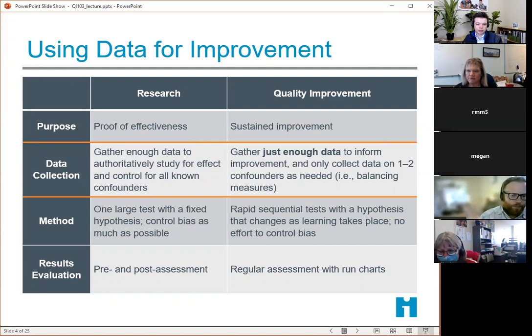And so when it comes to getting evidence for a particular change in healthcare, it typically follows the same model of research, where you try and control all the biases and all the confounders in order to see whether the thing you're changing actually is making a difference or not. So one big barrier to get over is that difference between research and quality improvement.